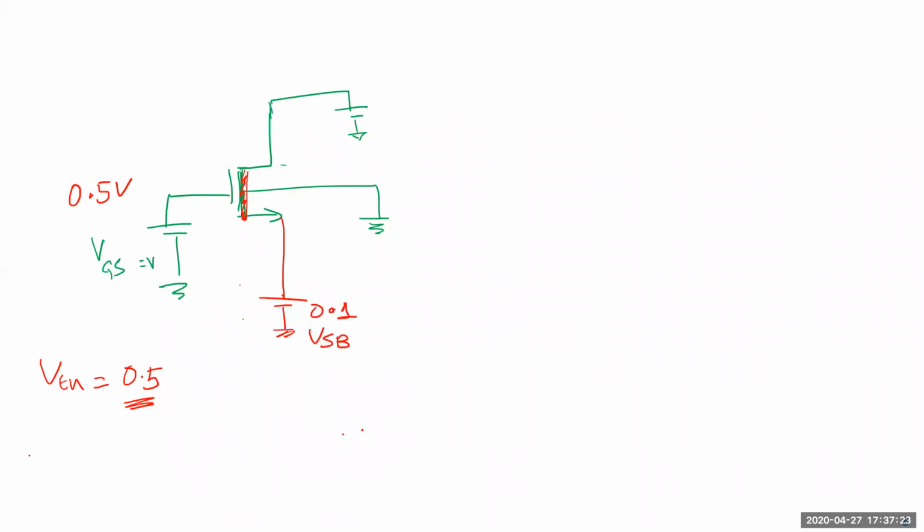Now VGS is 0.4. So you might say, okay, I'll just increase this to 0.6, and it'll turn on, but it won't. You have to increase this to whatever the new VTN now is. So let's say the new VTN is 0.55. I can't do 0.6 anymore, I have to do 0.65 to turn this voltage on, because of the source to bulk difference. Now my VTN is a new VTN.